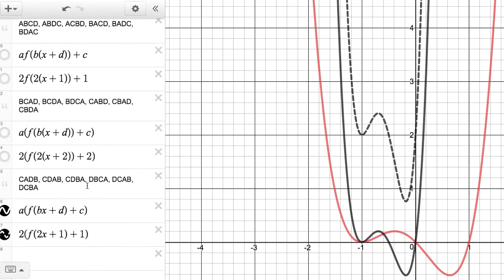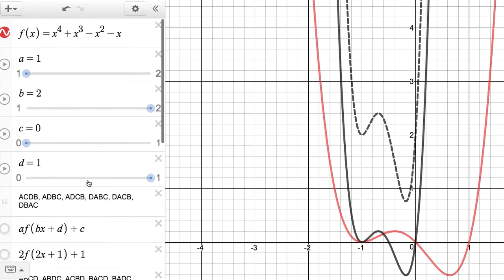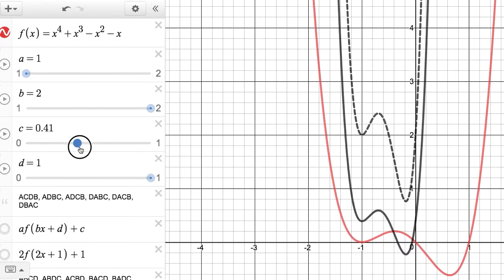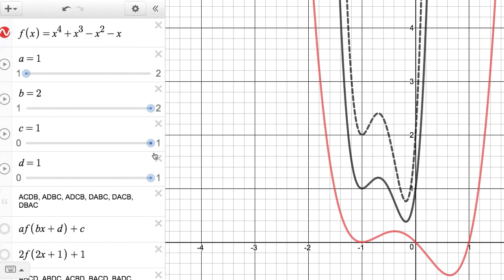So I had my DB. Now I'm going to do my CA. C is lift up by 1, and then do my stretching.